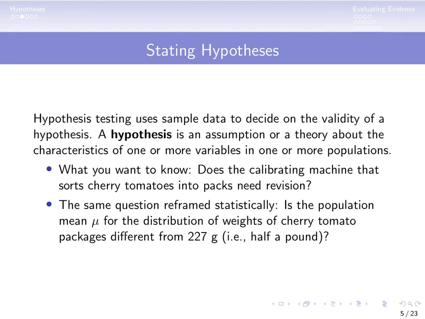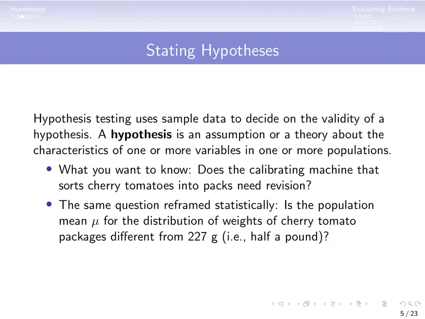So that's what we want to do. Hypothesis testing uses sample data to decide on the validity of a hypothesis. A hypothesis is an assumption or theory about the characteristics of your population. What we want to know in this question is: does the calibrating machine that sorts the tomatoes need revision? How can we reframe this question statistically, in terms of population parameters? We could say, is the population mean for the distribution of weights different from 227 grams?